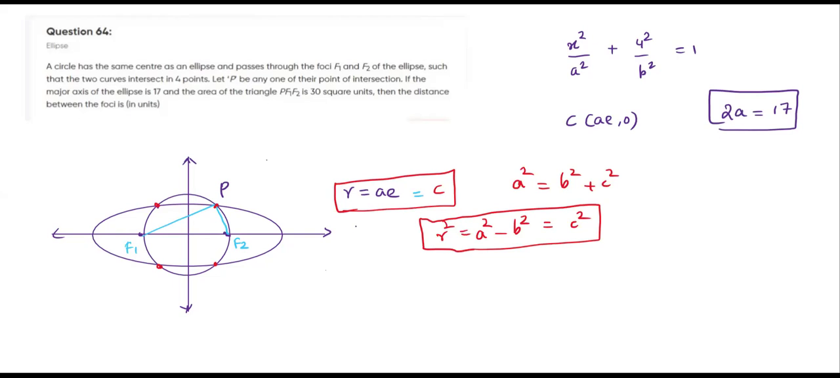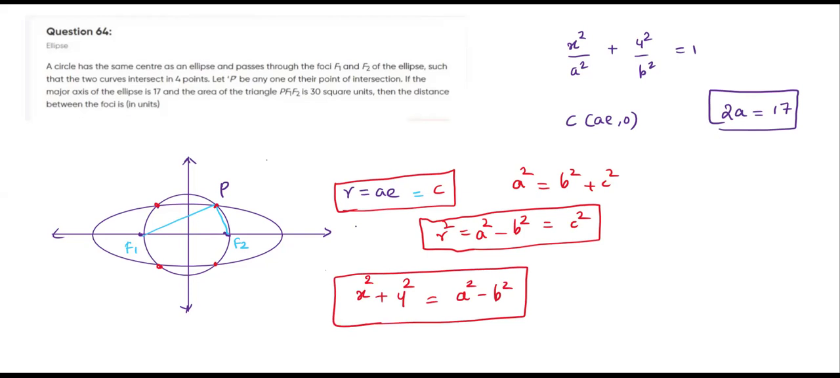Now, what will be the equation of the circle? The radius we know, the center we know. What is the center? The center is 0 comma 0, so x square plus y square is equal to a square minus b square is the equation of the circle. This is the equation of the circle. Now we have the equation of the circle.